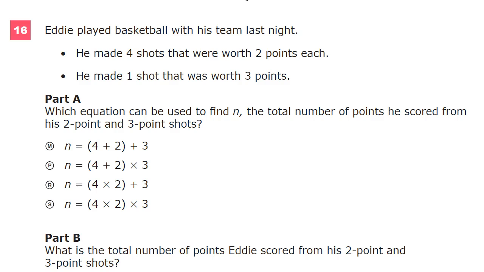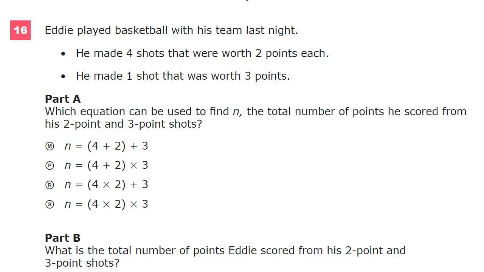So as we go down, this is broken into 2 parts, and part A says, which equation could be used to find N, the number of total points he scored from his 2-point and 3-point shots? I'm going to go backwards here because B says, what is the total number of points Eddie scored from his 2-point and 3-point shots? I'd rather answer that question first because it makes my other section easier to get.